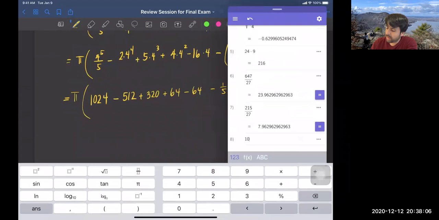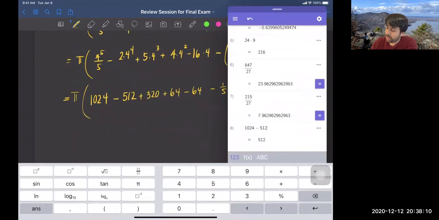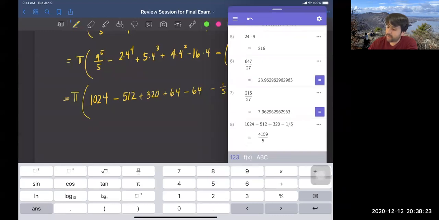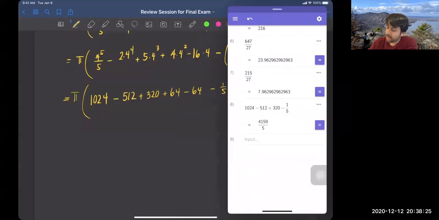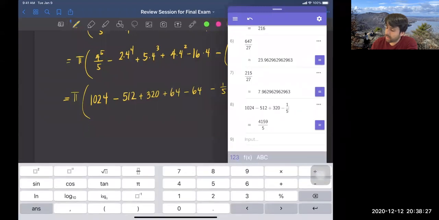1024 minus 512 plus 320 plus 64. Well, 64 is canceled. And then I got minus 1 divided by 5 plus 9. And that's 4,000. So this is 42 4/5 pi.